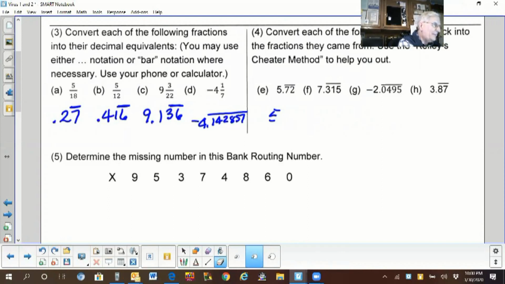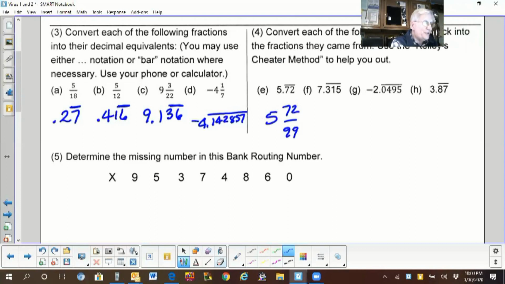Let me put the 5 back down again properly. So it's 5 point. No, I don't need the point. I keep putting it down, but I don't need it, so let me erase it again. I just want the fraction. The fraction is simply 5 and 72 over 99. Now, you can reduce 72 over 99. It reduces to 8/11ths. And if you take your calculator and divide 8 by 11, you will obtain 0.72 bar, okay?